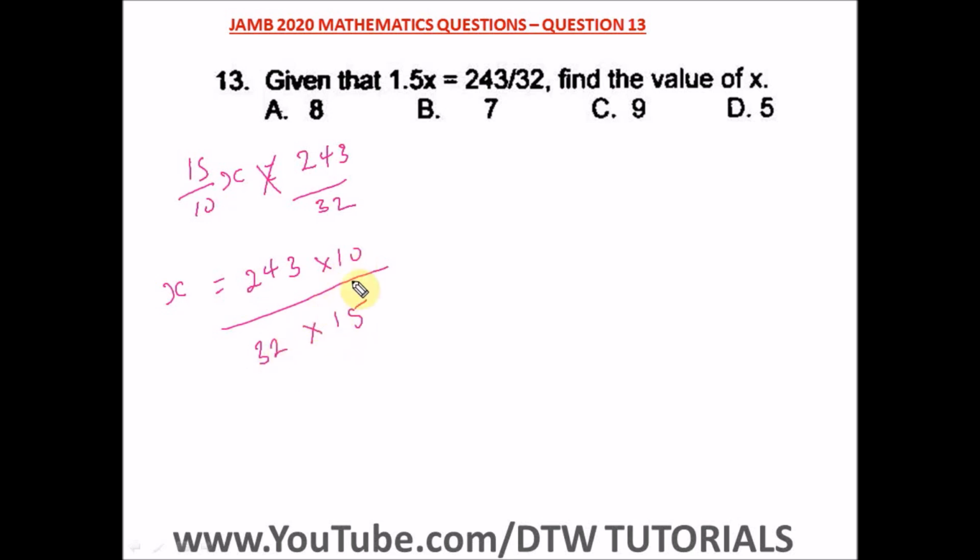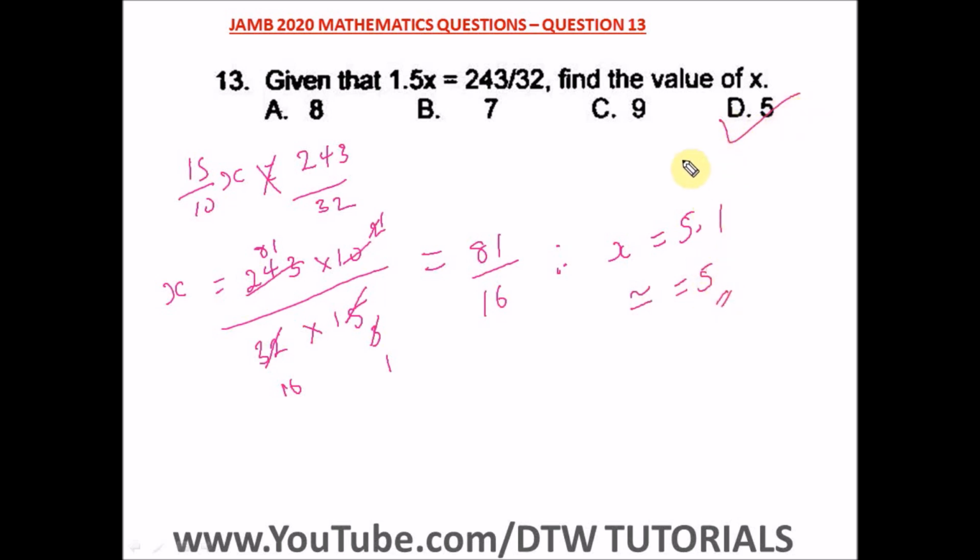So 5 here gives us 2, 5 here gives us 3, 3 here is 1, 3 here is 81. So we have 2 here 16, 2 here 1. So we are left with 81/16. So therefore x is equal to 5.1. So approximately we have 5. So this is our answer.